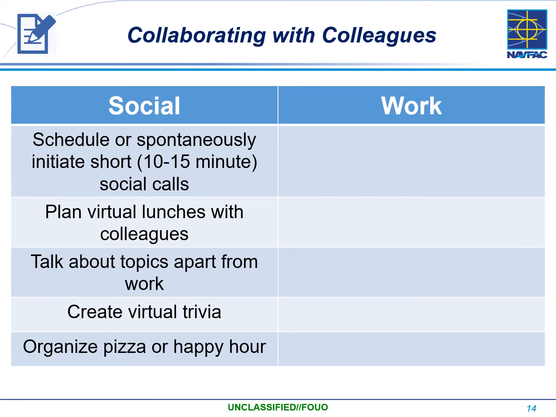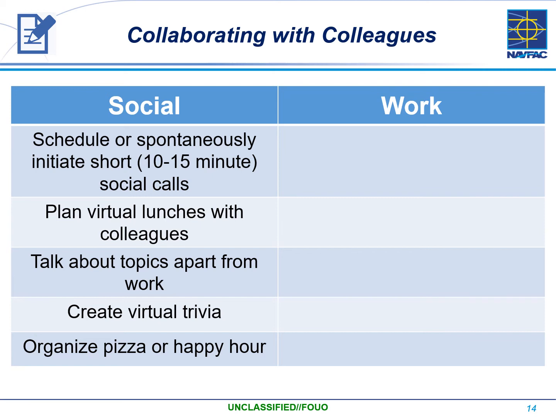You could set up a virtual lunch with your colleagues. In both of these settings, you want to talk about things like family or friends or what you did on the weekend, topics apart from work. You can also have fun activities such as virtual trivia, maybe it's a pizza hour or a happy hour. These are all different ways that you can start to develop that interpersonal trust. So I'm asking, which one of these do you want to implement this week?